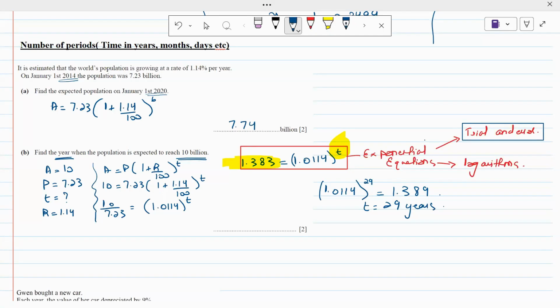And the question was asking for the year. Find the year. That means the year, it has to be, it started from the year 2014.